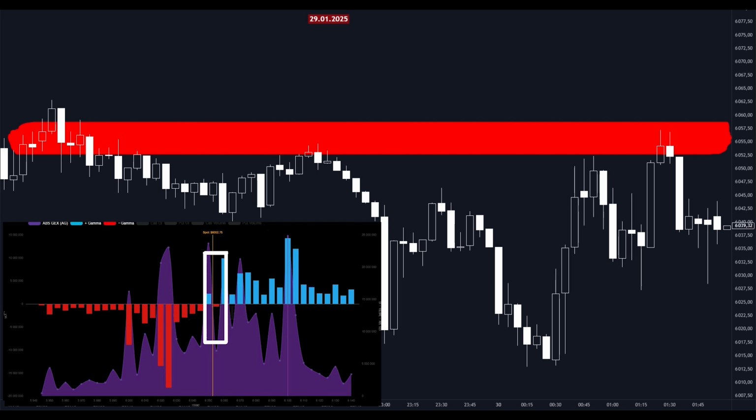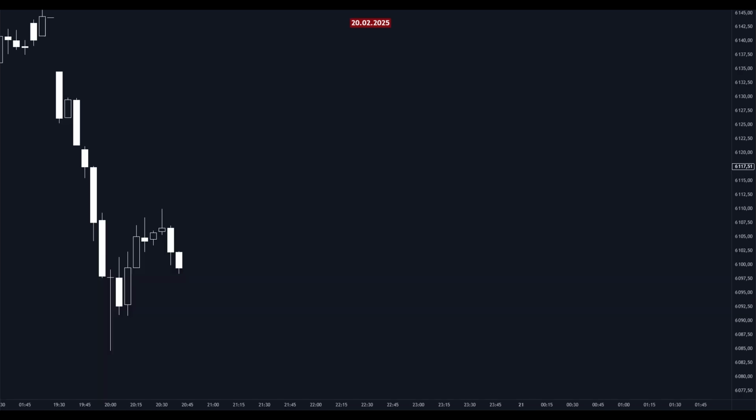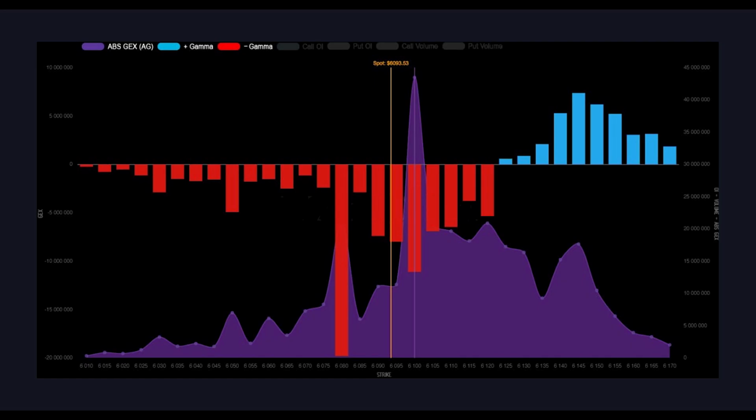Another example is February 20th. The day started with a drop, and an hour after the market opened, the gamma exposure profile looked like this. The price was in negative gamma exposure, and at that time we could identify 3 key levels. 6,100 was the level with the maximum values of absolute gamma. It was also the level of the second highest values of negative gamma.